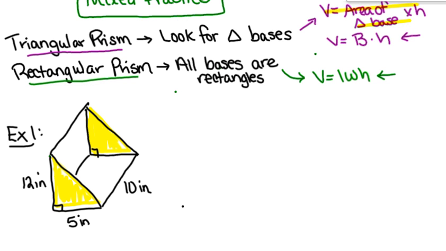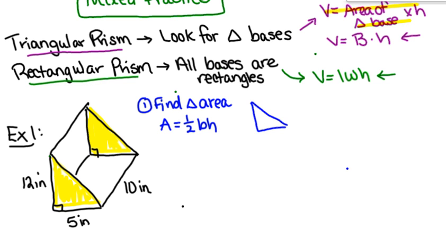So the first thing that I'm going to do is find the area of that triangular base. So find the triangle area. Remember that the formula for the area of a triangle is 1/2 times base times height. And this triangular base that I'm looking at has those dimensions. So when I substitute into the formula, I've got 1/2 times 12 times 5, or in other words, 30.